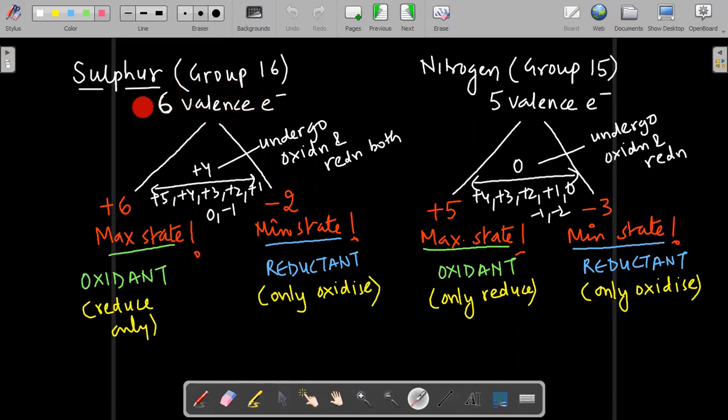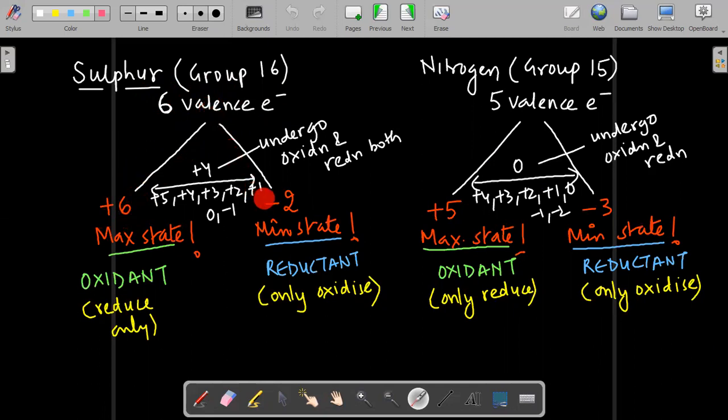If you are having 6 valence electrons, the maximum number of electrons which you can donate for bonding is how much? 6. 6 से ऊपर आप नहीं दे सकते हो, तो आपका मैक्सिमम स्टेट कितना हो जाता है? +6, है ना? ऐसे याद रख लो, जितने वैलेंस इलेक्ट्रॉन्स है उसके आगे प्लस लगा दो, वो क्या हो जाएगा? मेरा मैक्सिमम स्टेट. ठीक है.